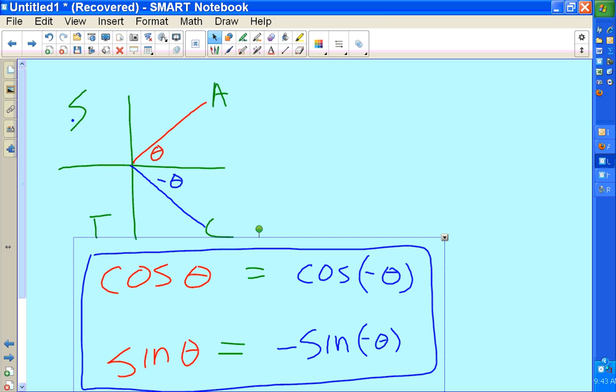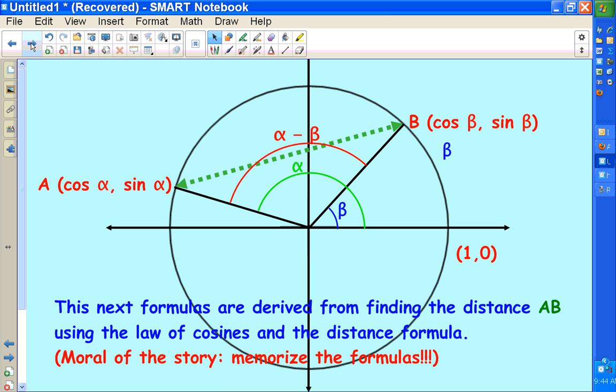Okay, again, this is an old identity. We've done it before. Nothing new. We're going to look at some identities today for sums and differences of angles.